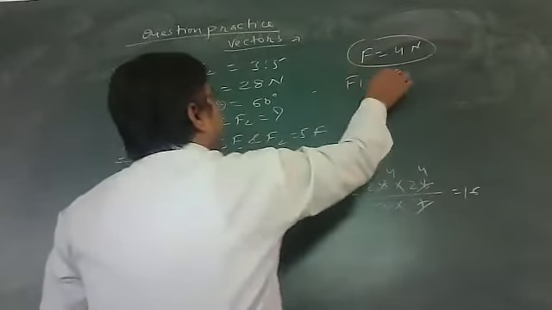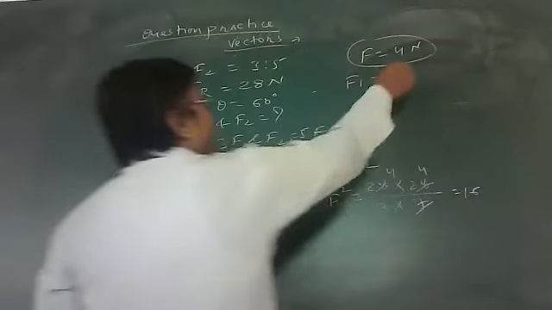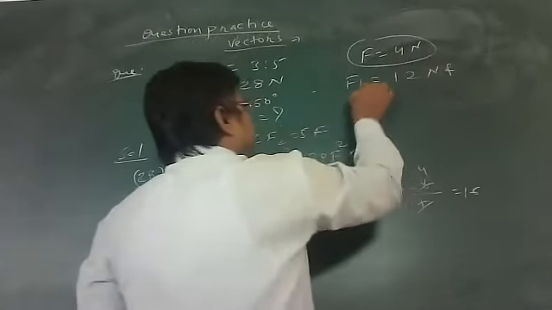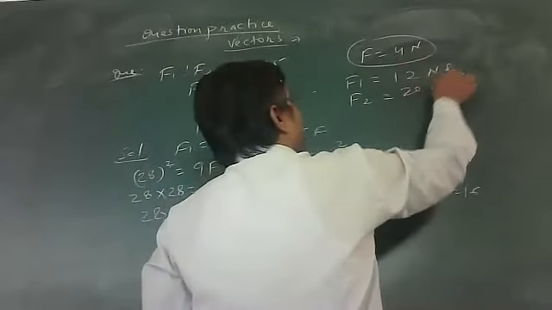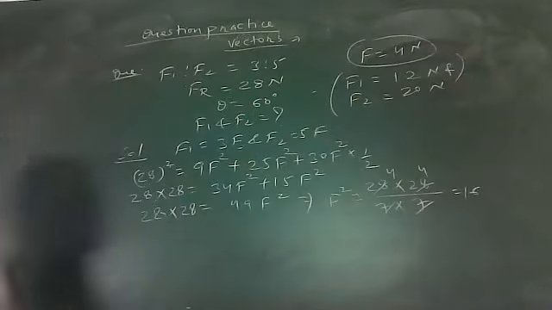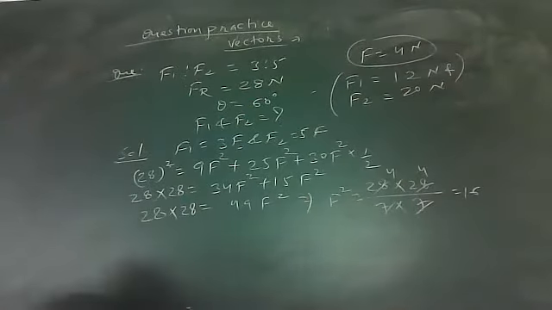What is F1? F1 is 3F. So F1 is 12 Newton. And what is F2? F2 is given to you as 5F. 5F means 20 Newton. The values of F1 and F2 are clear to you. This is the way to calculate the values of F1 and F2.